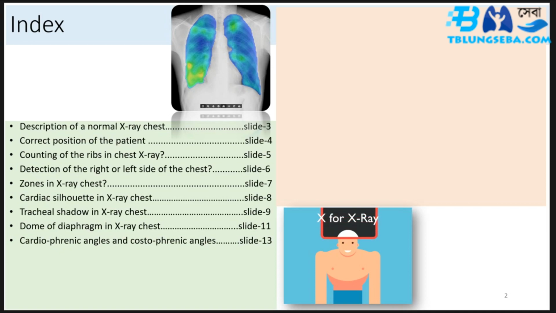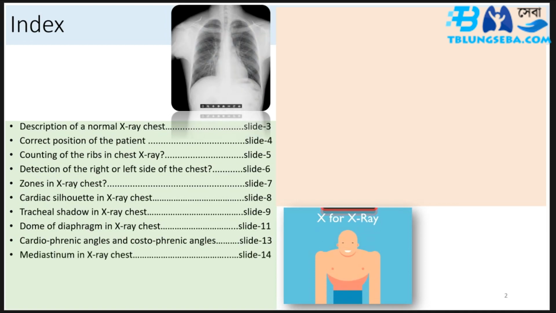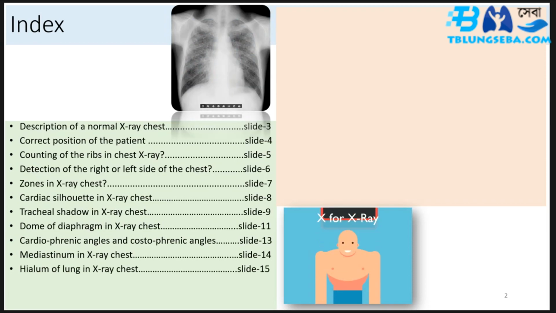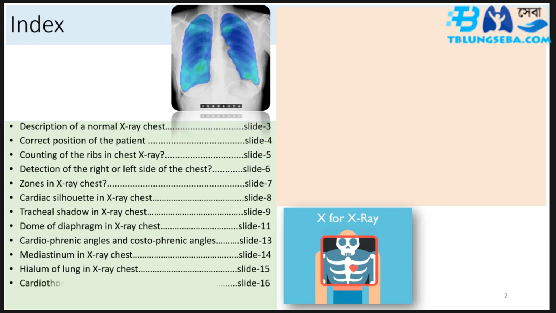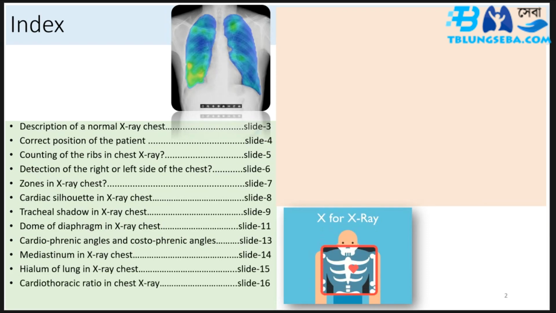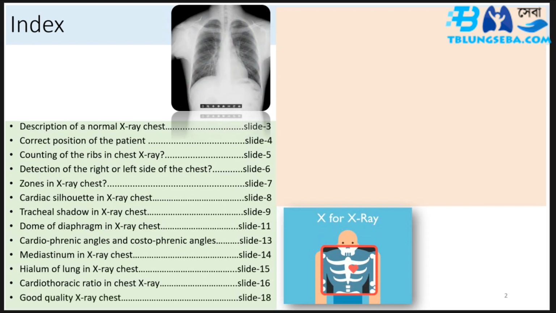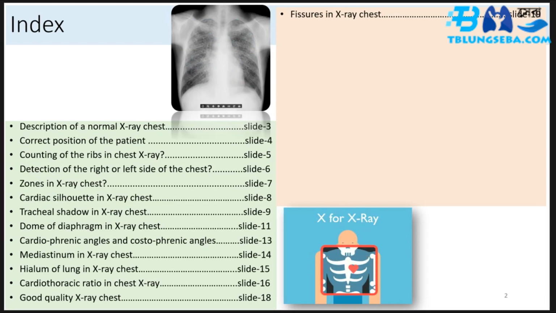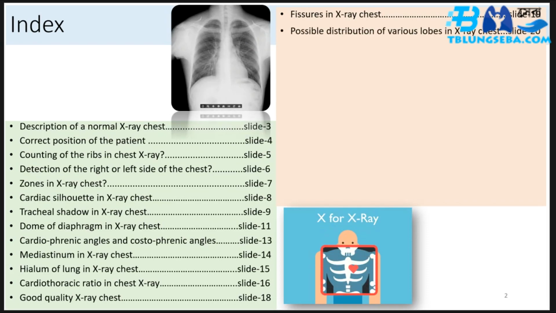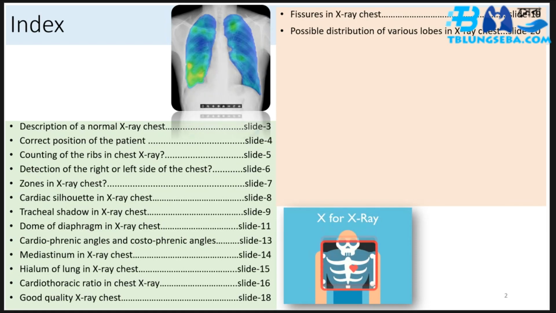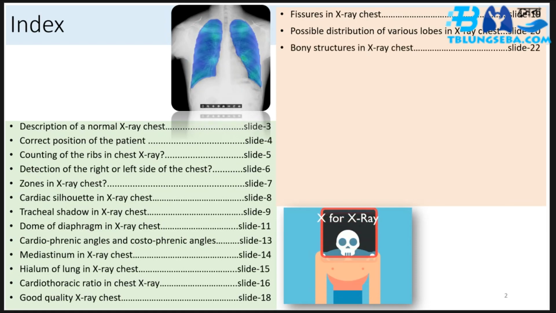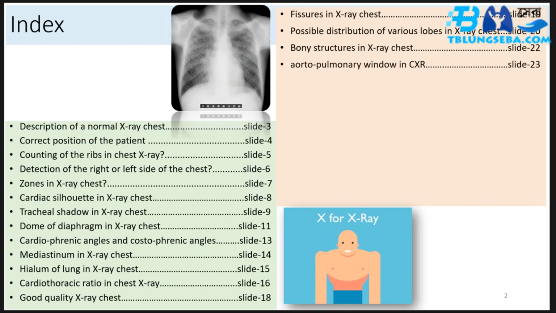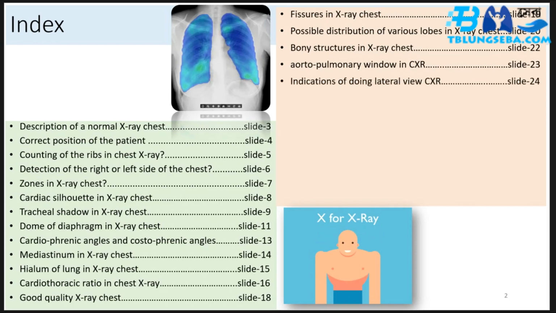Cardiophrenic angles and costophrenic angles, Slide 13. Mediastinum in X-ray chest, Slide 14. Hilum of lung in X-ray chest, Slide 15. Cardiothoracic ratio in chest X-ray, Slide 16. Good quality X-ray chest, Slide 18. Fissures in X-ray chest, Slide 19. Possible distribution of various lobes in X-ray chest, Slide 20. Bony structures in X-ray chest, Slide 22. Aortopulmonary window in CXR, Slide 23.